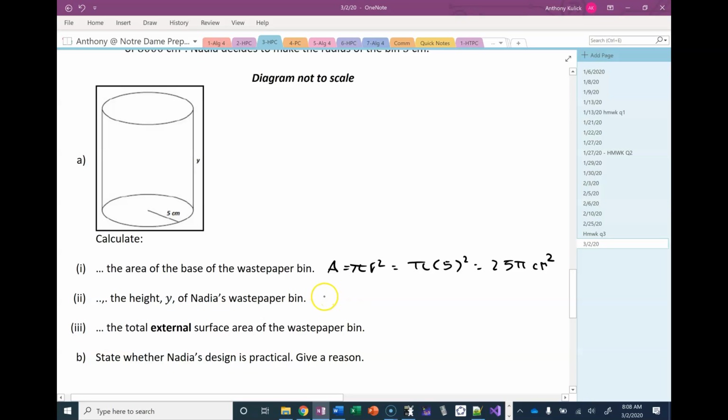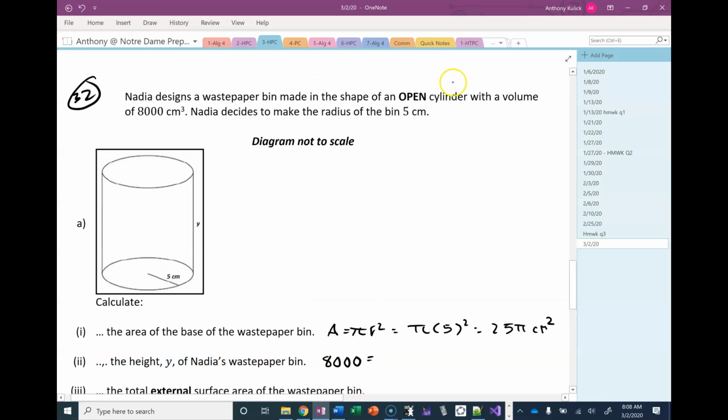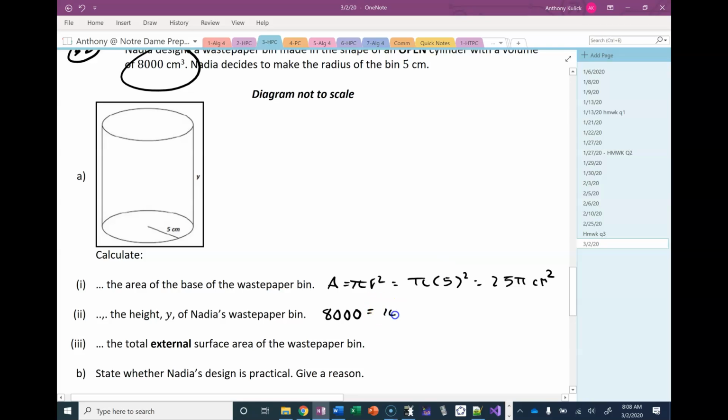Wants the height. Well, I know that the volume of this cylinder is 8,000. Told me that in the problem. And I know that that's going to be equal to pi r squared times height. So I'm just going to take that 8,000 and divide it by 25 pi. So there I get 101.86 centimeters. Everybody okay there?